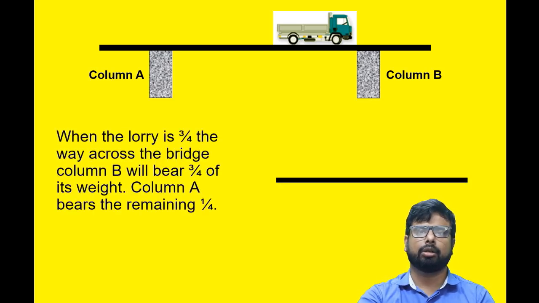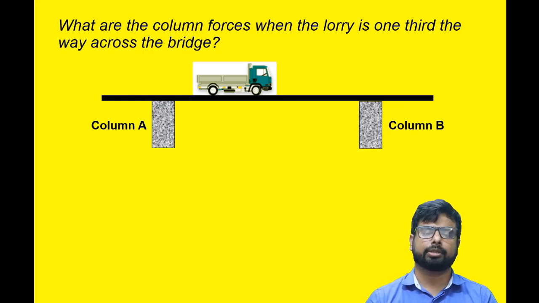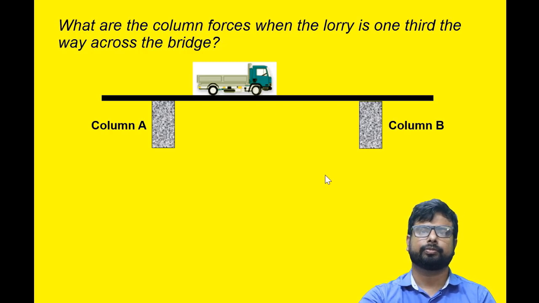When the lorry is 3/4 across the bridge, column B will bear 3/4 of its weight. Column A bears the remaining 1/4. Now, what are the column forces when the lorry is 1/3 of the way across the bridge? It will be 16,000 Newton in column A and 8,000 Newton in column B.